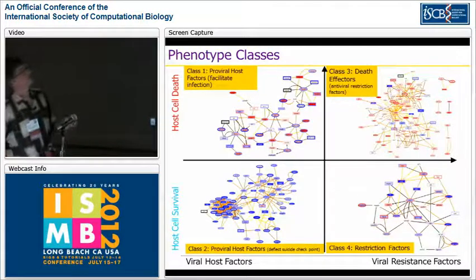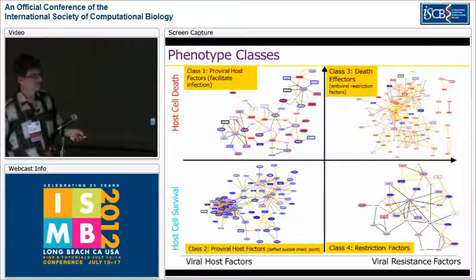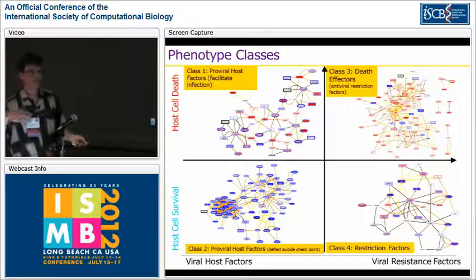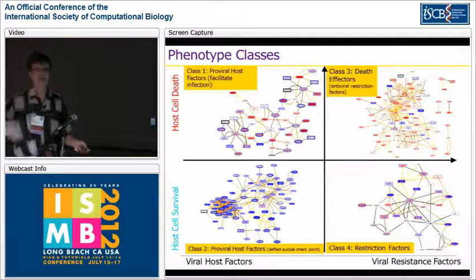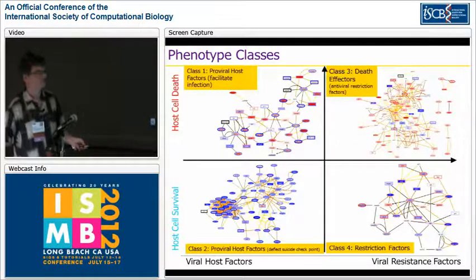And again, to reiterate, I have my 4 classes. I have the host factors that would facilitate the infection and then would kill the host cell. On the other hand, these are the host factors that would deflect the host-induced suicidal checkpoints and would maintain the survival of the life of the host cell.